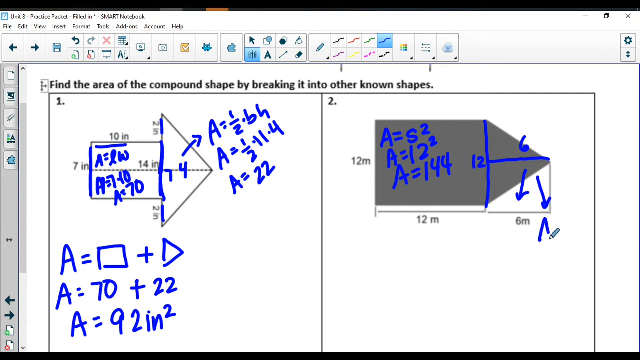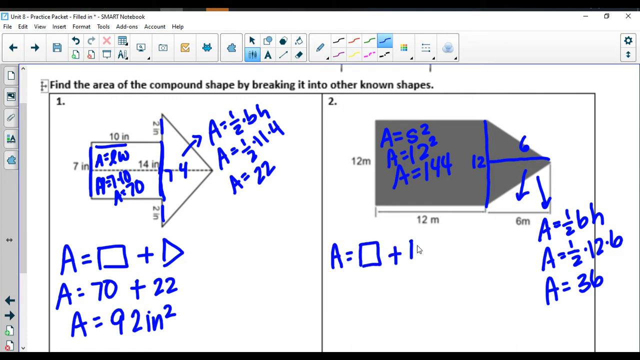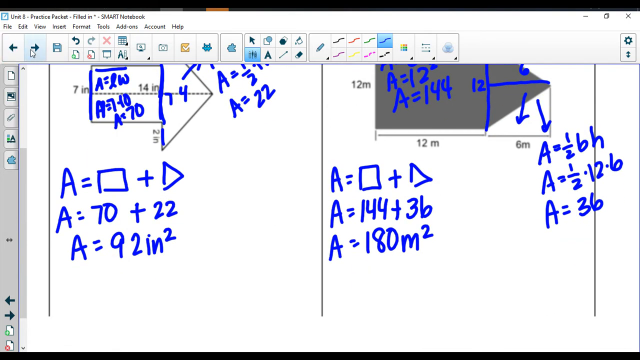And for my triangle, I'm 1/2 times base times height. So my base is 12 and my height is 6. So area is going to be 36. So area is your square plus that triangle. Square was 144. Triangle was 36. So my area is going to be equal to 180 square meters for this one.